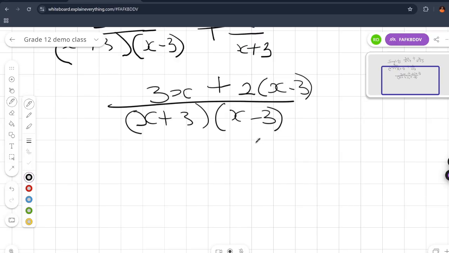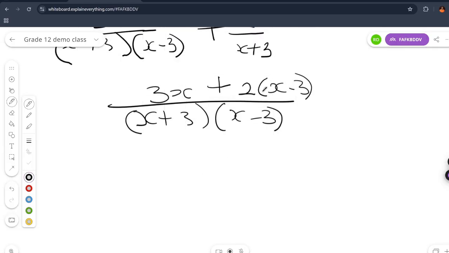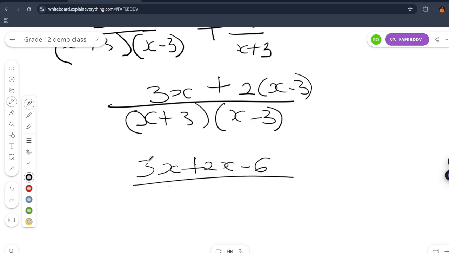So how do we simplify now? We will first open this bracket so that we will have 3x plus 2 times x would give 2x, then 2 times minus 3 would give minus 6. Then we have x plus 3, x minus 3.